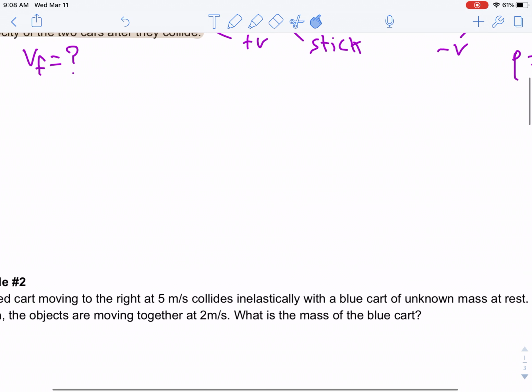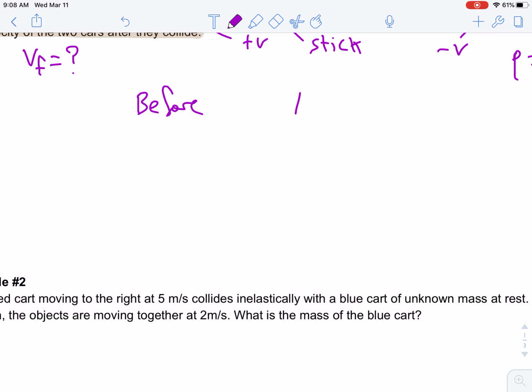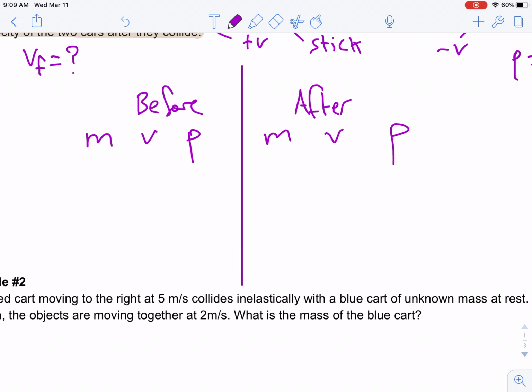So let's just practice drawing these MVP charts. We have conditions before, we have conditions after. I'm just going to draw a line down the center. And M, V, P, M, V, P. It really just is as easy as that. If you want to remember P total, that's fine too.